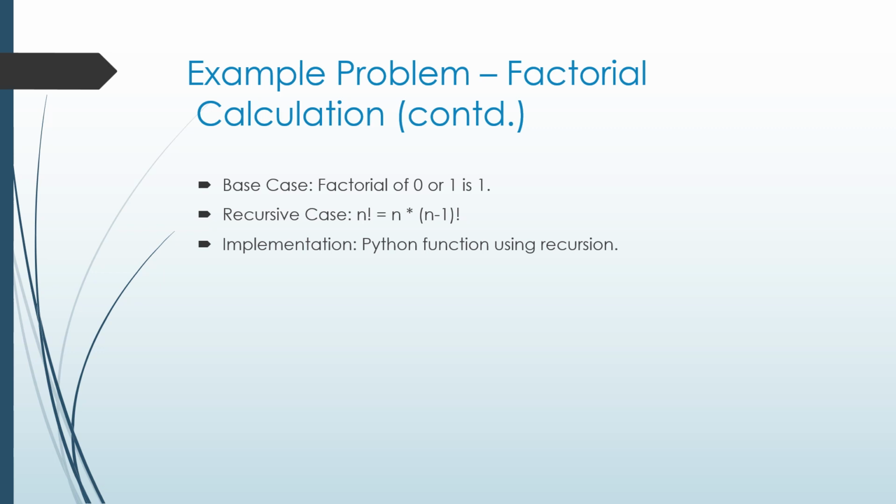Here we can take an example of factorial of 5. 5 factorial equals 5 into (5 minus 1), which is 4. So 5 factorial equals 5 into 4 factorial, which will be 120. In the same way, all the numbers can be calculated. Again, implementation: Python function using recursion.